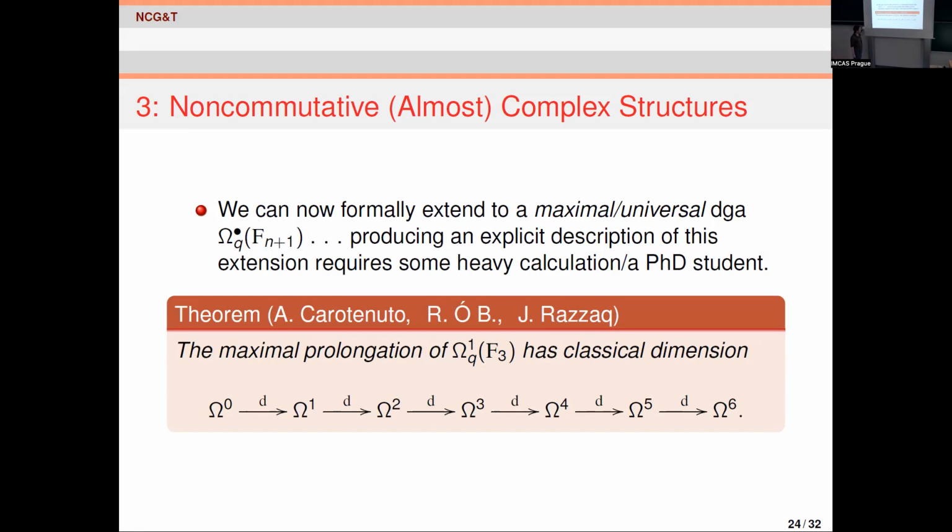And we showed that the maximal prolongation of this first order calculus that's coming from Lusztig's root vectors associated to this nice reduced decomposition of the longest element of the Weyl group has classical dimension. Everything works exactly as you would want, generalizing up to the next setting, the Podleś situation.